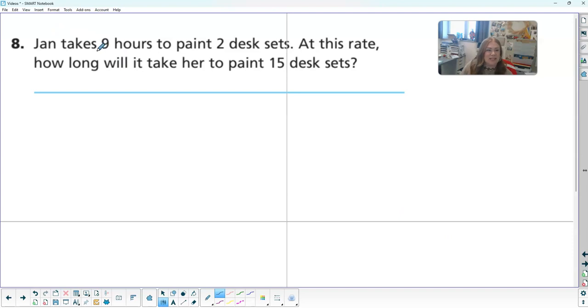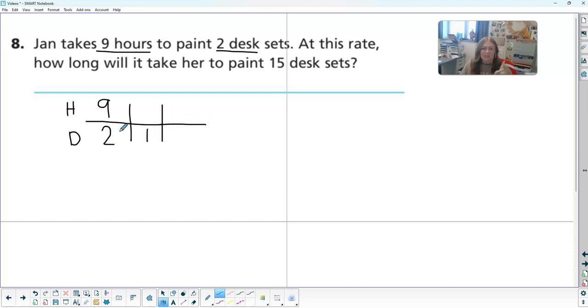Okay, this one tells us that Jan takes 9 hours to paint 2 desks. So 9 hours for 2 desks. At this same rate, how long will it take her to paint 15 desks? So we're going to set it up with the unit rate first. So the things we have, we're comparing hours and desks. So hours, we're going to get our chart. So the hours was 9, and that's to paint 2 desks. At this same rate, how long is it going to take her to paint 15 desks? But first I need to know how long it will take to paint 1 desk. Then once I know 1, then I can find 15.